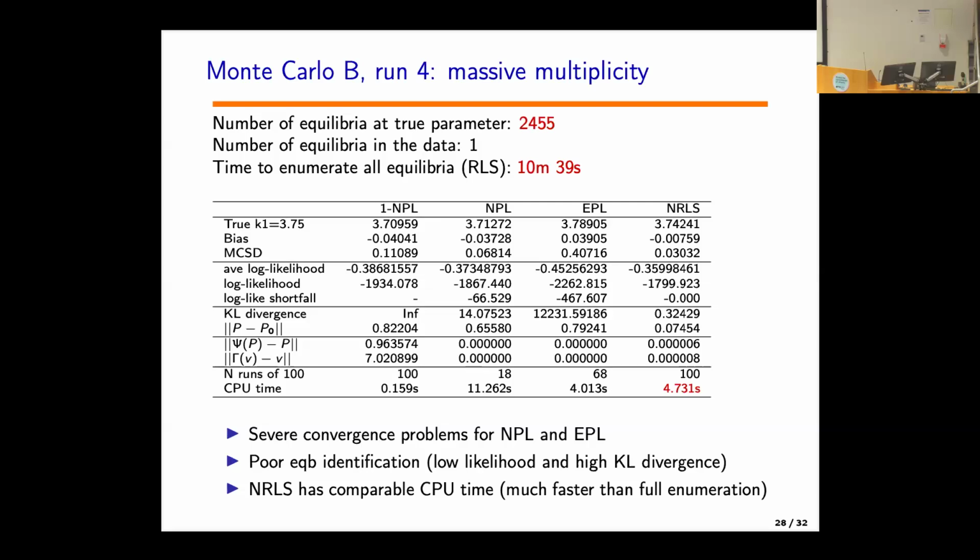More multiplicity. Okay, more multiplicity. Well, we didn't go quite yet to the 192 million equilibria case, but here's one where there are at least a couple of thousand equilibria. And you might ask, well, can RLS even find the maximum likelihood estimator in that case? So here we have 2,455 equilibria, still one equilibrium played in the data. It takes 10 minutes to compute all those equilibria at the true parameters.